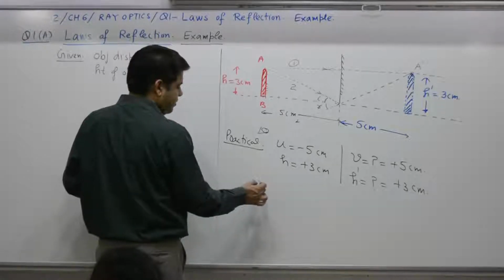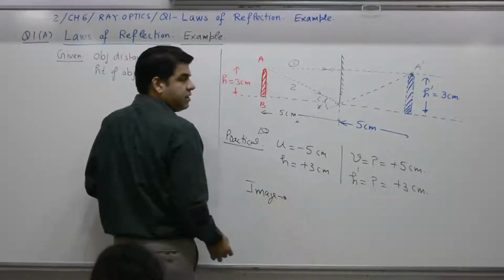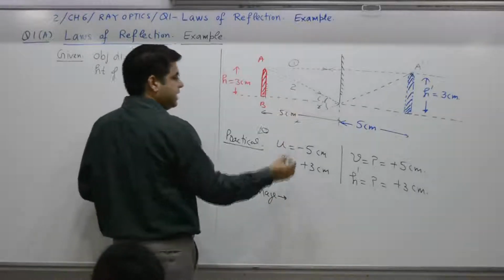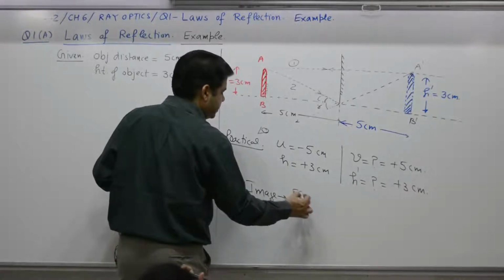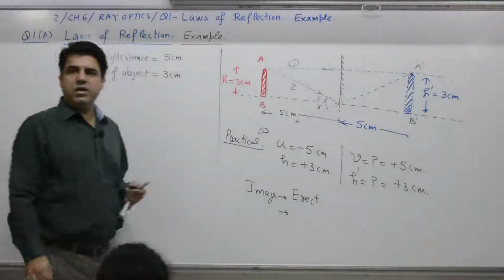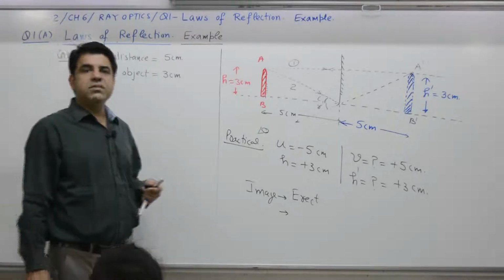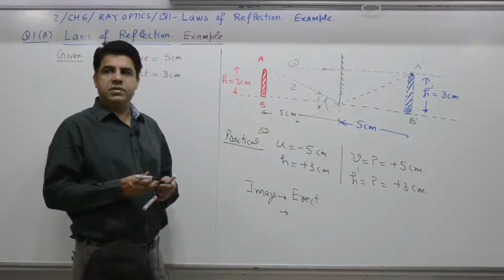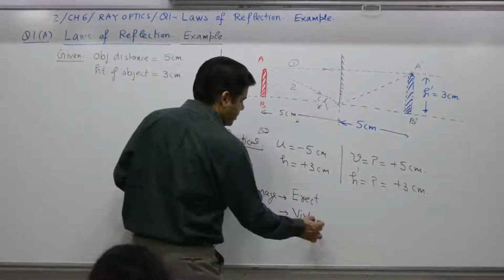Theory. 1. Image quality is what? Erect or inverted? Erect. This is B dash. Image is erect. Image is real or virtual? If the rays appear to be coming from there, then it is a virtual image.